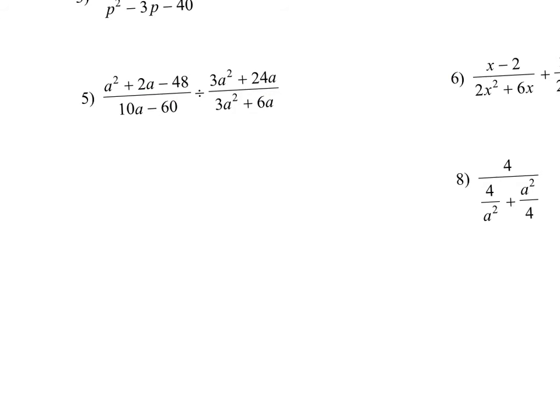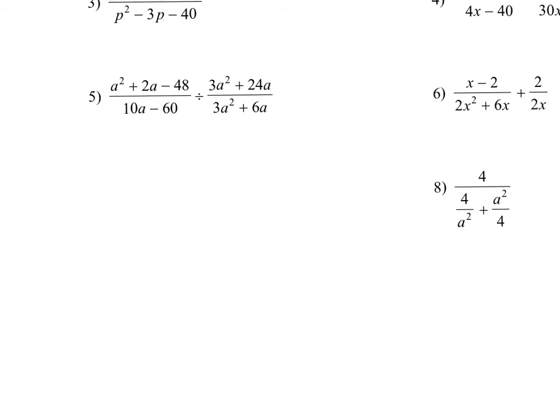Okay, number 5, sorry, it's crooked. We are dividing, so that means we need to flip. So yes, we have to factor a lot of stuff first, but we also need to flip this. So let's go ahead and factor the first fraction. I forgot the word for fraction.